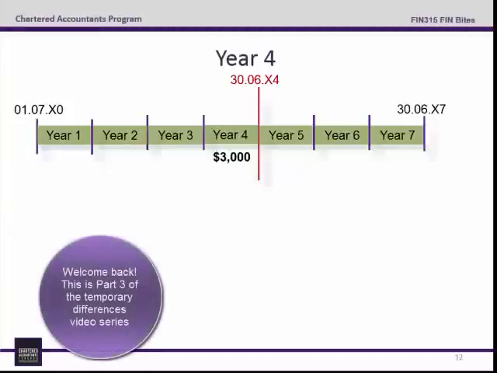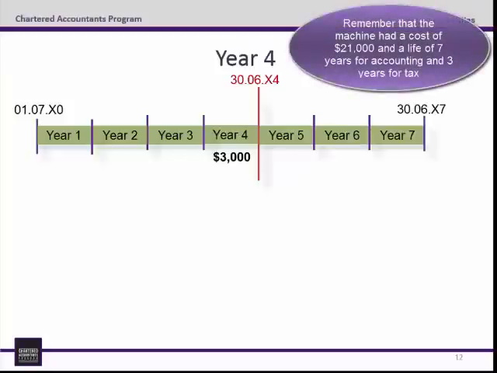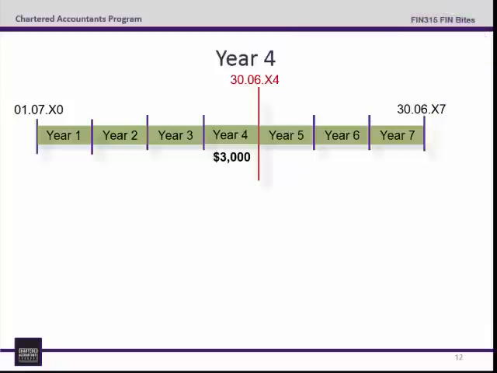Okay, let's have a look now at what happens in year 4. Remember from my bell curve that by year 4 we've started to hit the downward slope. Things are starting to reverse. We've run out of tax deductions by the end of year 3. So we still need to add back the accounting depreciation expense because it's not tax deductible.